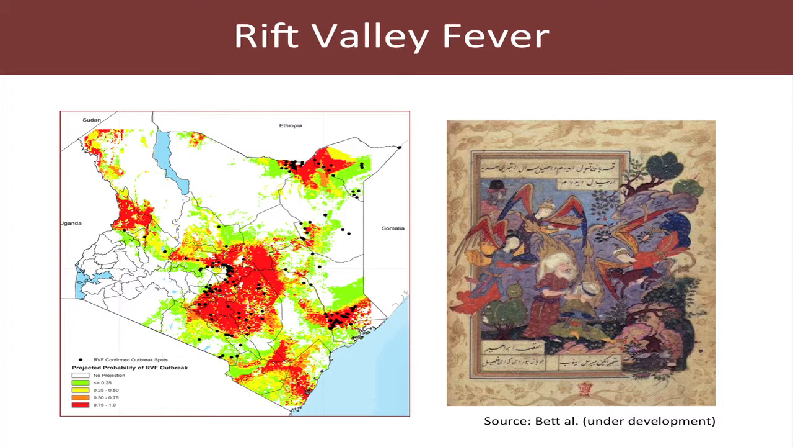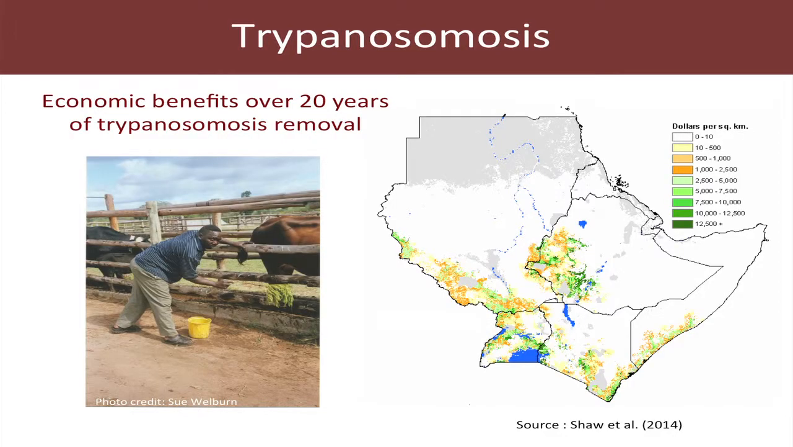This is some niche modelling work that we've been doing in Kenya recently. The black spots show existing observed outbreaks, and the darker the red, the higher the probability of that occurring. We've used them to estimate the economic impacts of diseases as well, to quantify the benefits of disease control, and Willie's going to be talking about that later on.